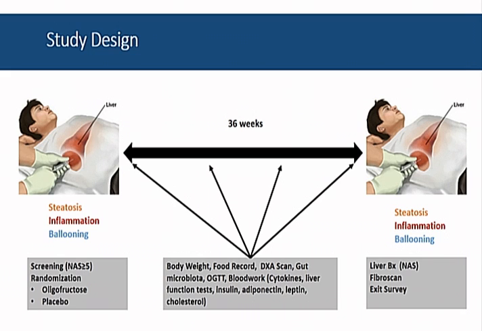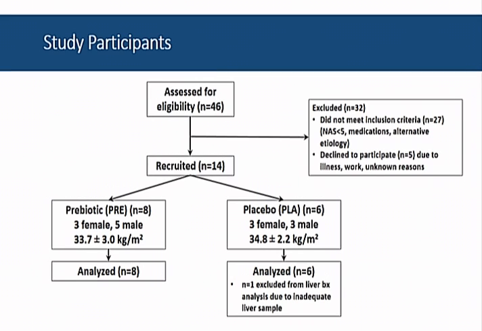At these specific times, they would go to a different lab within the city of Calgary and provide blood. They had an oral glucose tolerance test. And we used that blood to measure cytokines, lipids, liver function tests, and other hormones. And then at the end, we had another follow-up liver biopsy.